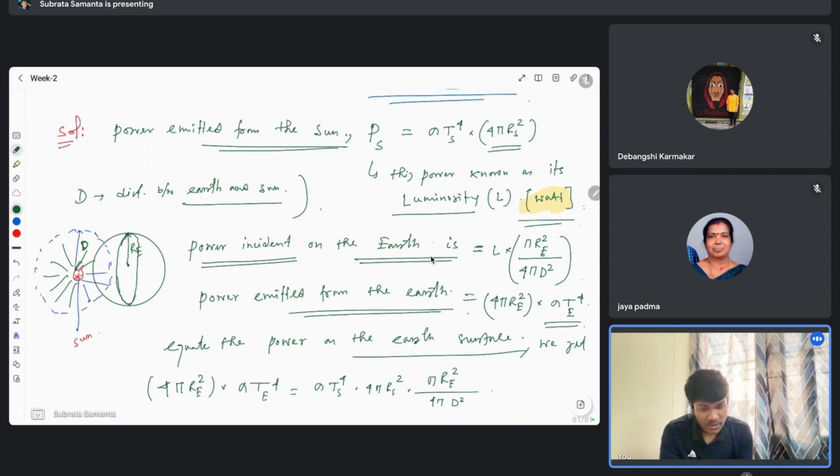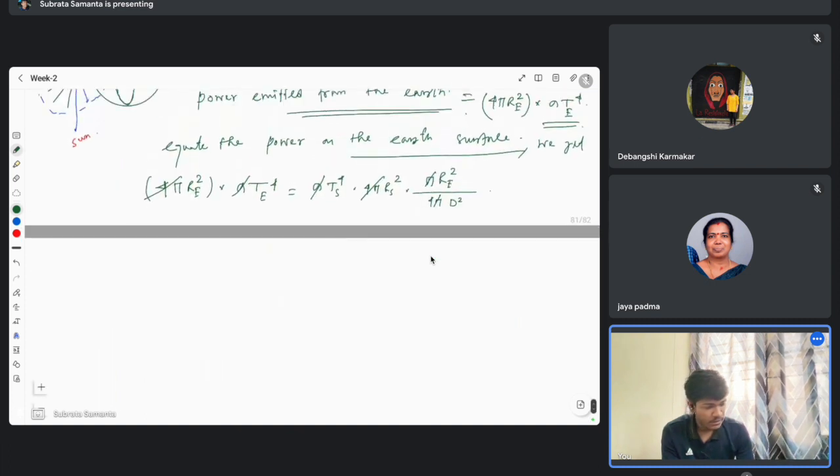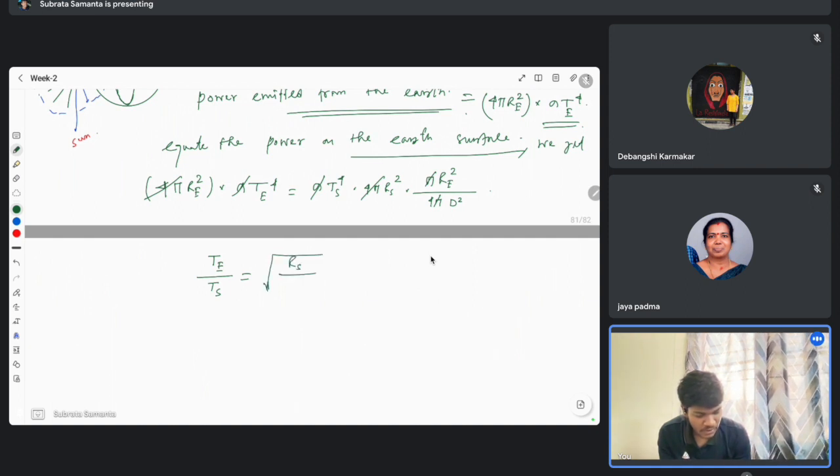So sigma is the Stefan-Boltzmann constant. It's a universal constant, so this is the same for both black bodies. When you are considering both of the perfect black bodies, sigma is the same, so you can cancel this. And 4 pi is a constant, so you can also cancel the 4 pi. This pi and this pi cancel. So at the end, you get T e over T s equals the square root of R s by 2d.